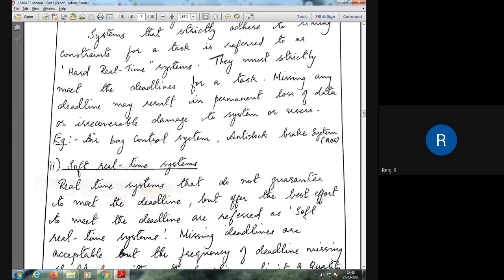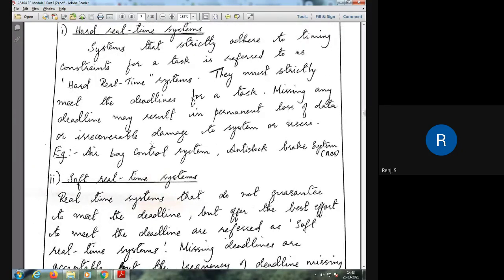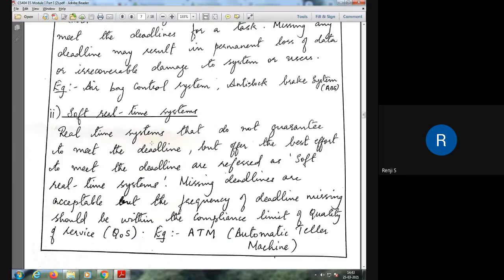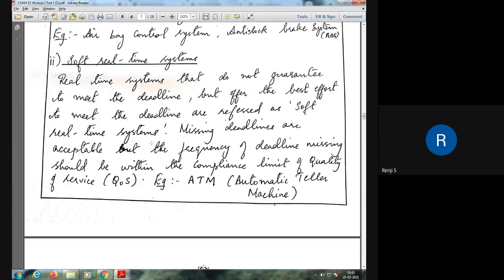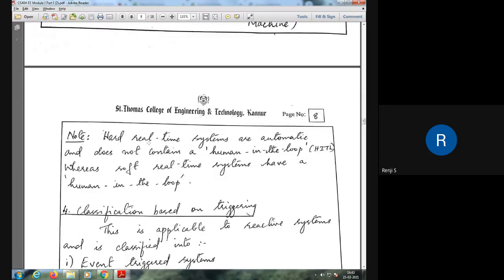For a hard real-time system, if the system fails to answer within a particular limit, then it is a failure. But in the case of a soft real-time system, even if the system fails to answer within the deadline, it is acceptable. Such examples we come across are in ATM systems, that is, automatic teller machines. In ATMs, even if the machine takes a bit more time to give back the result, we can just wait some more time and get the work done.